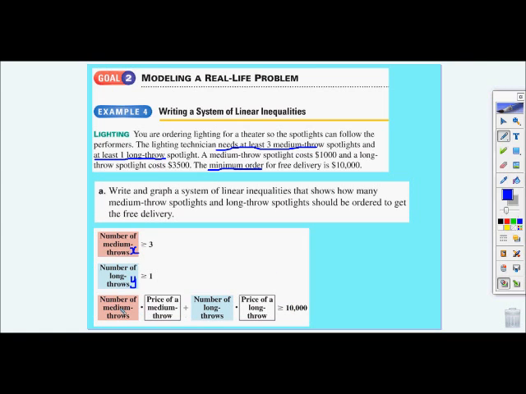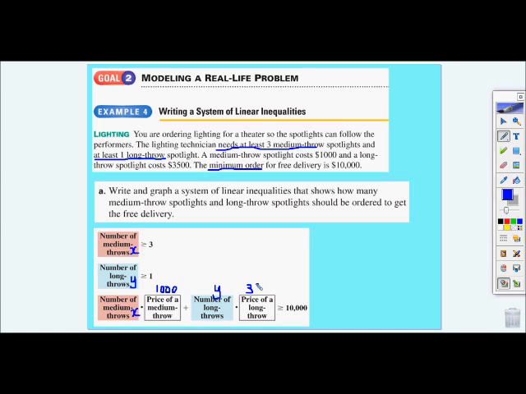So we would get that by number of the medium throws has to be at least 3, and then the price of those medium throws, and the medium throws are going to be 1,000. So we have a variable here, and we have a constant, which then becomes a coefficient. We also don't know how many of the long throws we're going to get, but that's going to be y, and that y is going to then be multiplied by the 3,500.